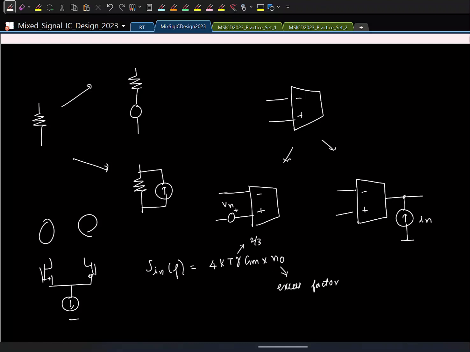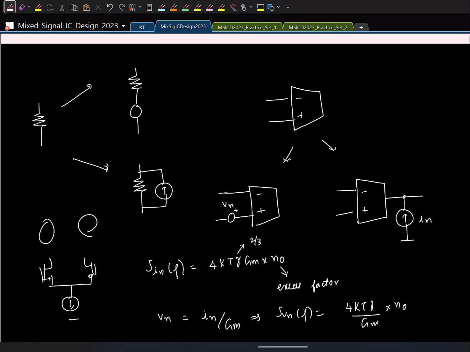So if this is the current In, and this is the voltage Vn, what is the relation between Vn and In? Minus times of. Forget about negative, it's okay. I mean Vn in terms of In. In by gm, right? So which means if I were to find Vn squared of f, it's 1 by gm squared, so it will basically be 4kT gamma by gm times N0. So this is thermal noise.